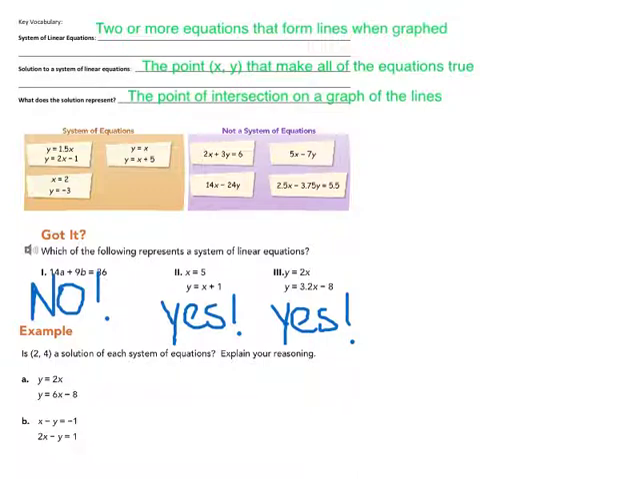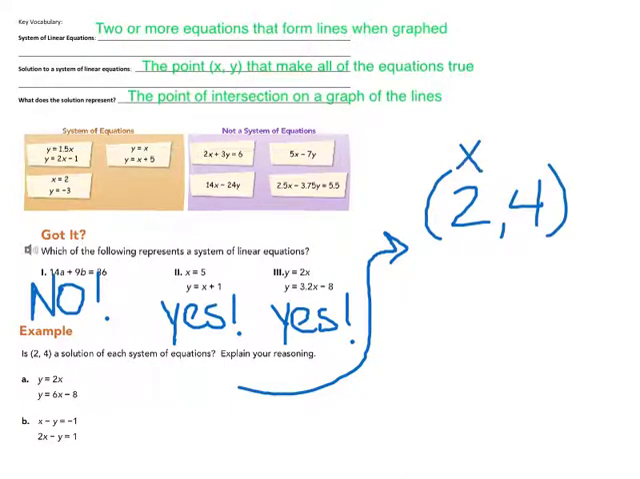So now we're ready to see if (2, 4) is a solution to part A. So again, we're going to take (2, 4), and I'm going to do my work over here. You have enough room on your paper to do it. So the point (2, 4) gives you an x and a y. So you're going to take y equals 2x, and you're going to see if that works. So I'm going to take x equals 2, and I'm going to put that in for my x.